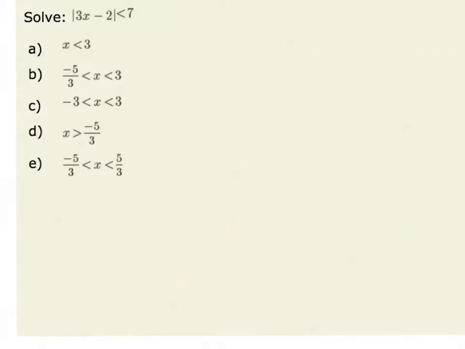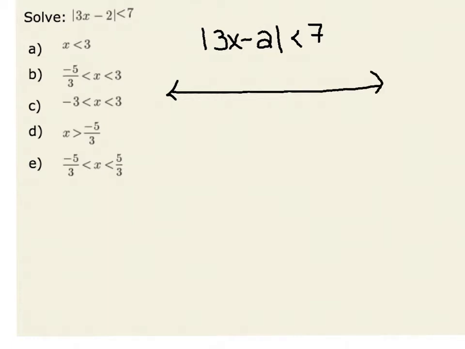In this problem, we are asked to solve the absolute value inequality: the absolute value of 3x minus 2 is less than 7. Let's take a moment to recall the definition of the absolute value. One way that we can visually see this is that the absolute value is the distance away from 0. Therefore, we want some quantity, in this case the absolute value of 3x minus 2, to be less than 7 units away from 0.